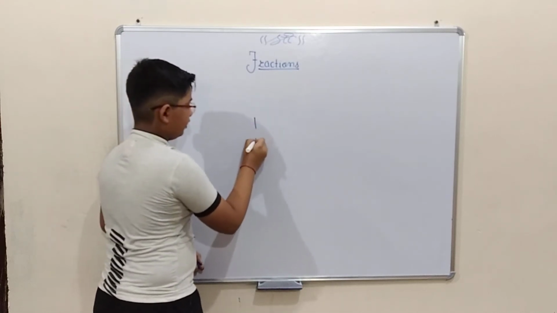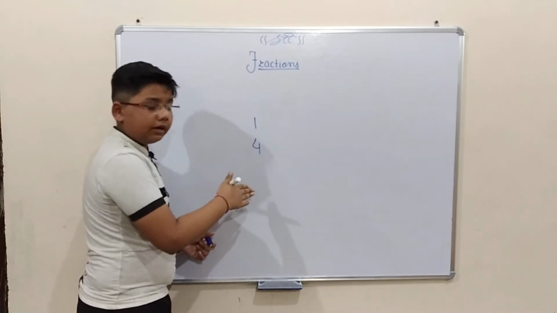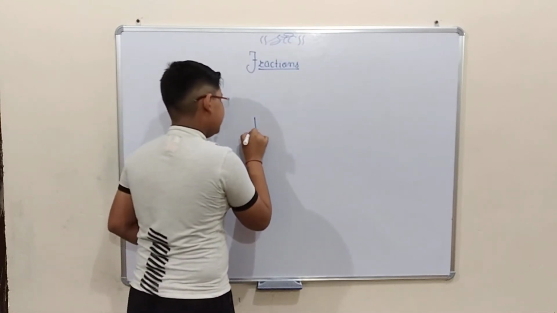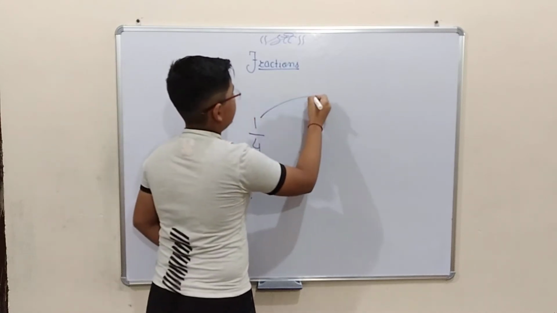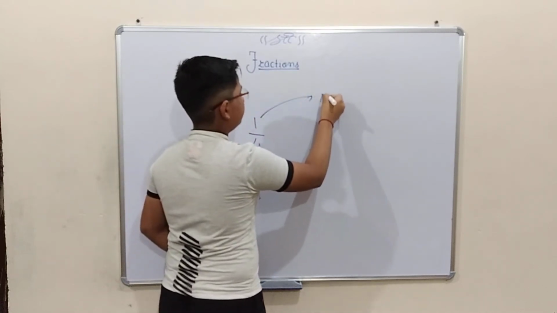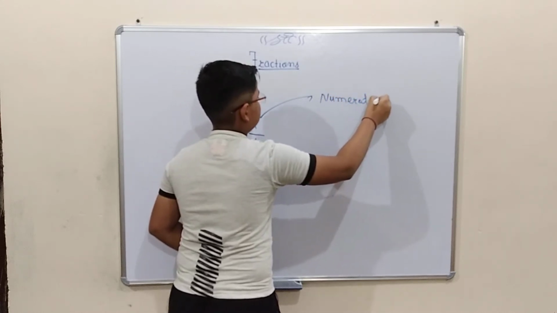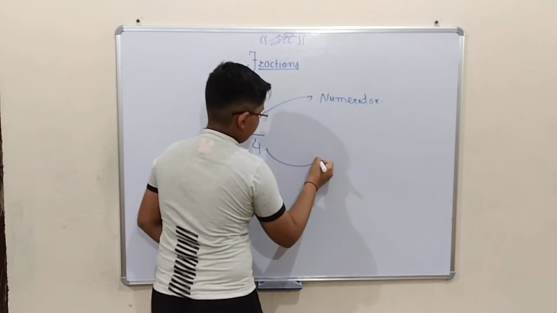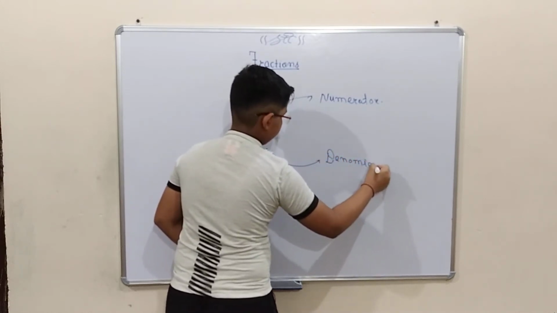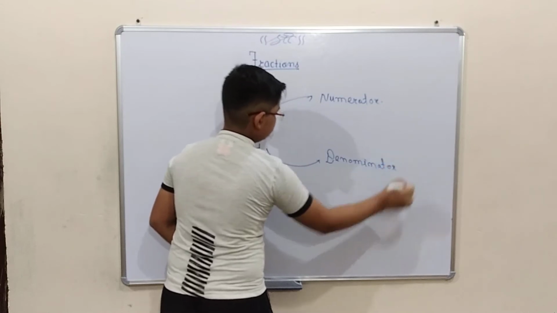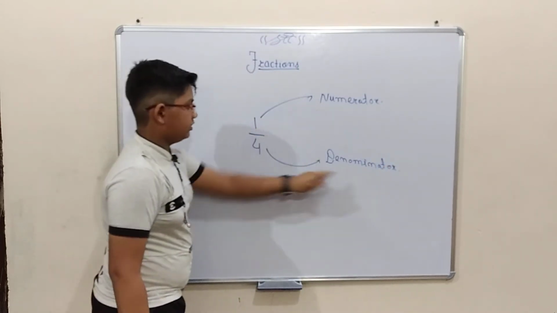Suppose I write 1 and 4 like this, then what does it indicate? How much part of it? So some people invented this sign, that is 1 over 4. This part is known as the numerator, and this 4 is known as the denominator. 1 is the numerator and 4 is the denominator.